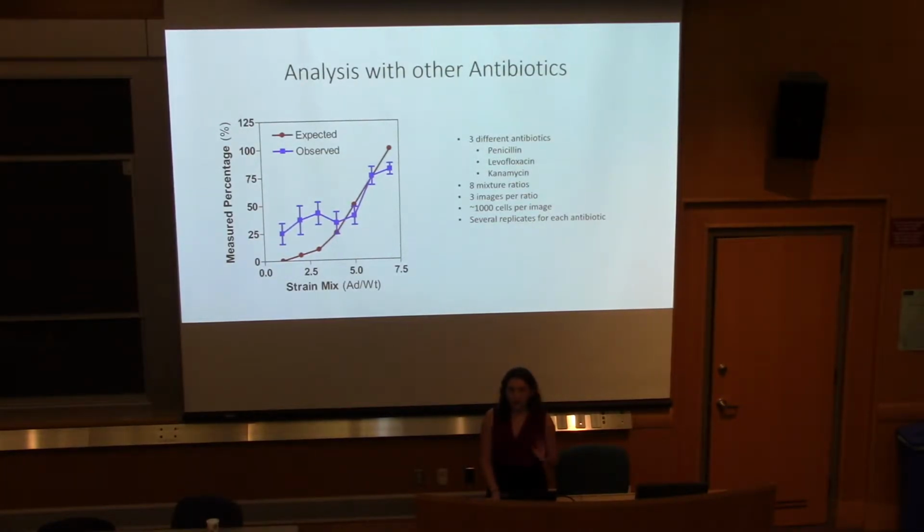We're also working on adapting this model and method for other resistant strains. This graph is a compilation of all the data I generated this summer. I ran it with 3 different antibiotics: levofloxacin, penicillin, and kanamycin. And for each experiment, I ran 8 different mixture ratios. I took at least 3 pictures per mixture ratio with around 1,000 cells per picture. So this chart represents a massive amount of data.